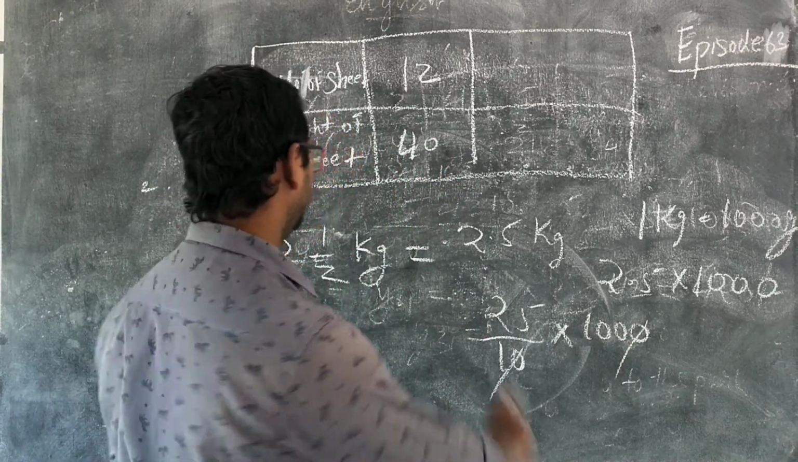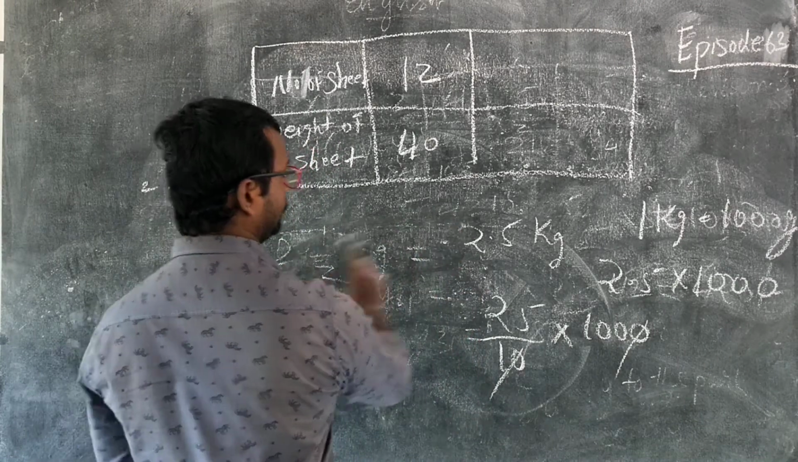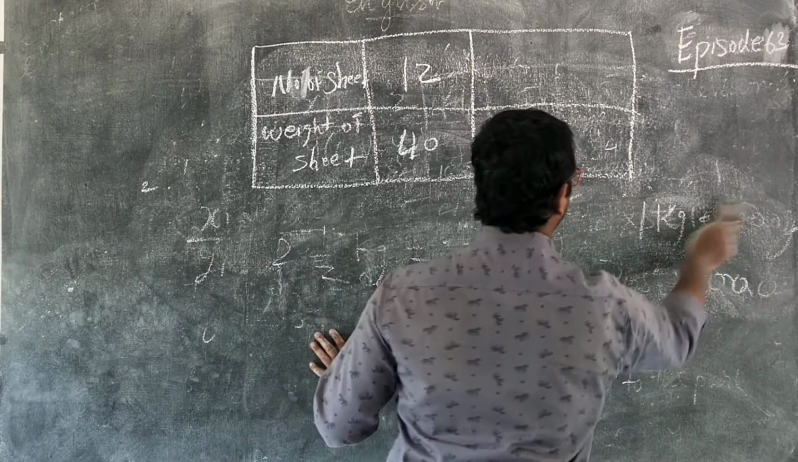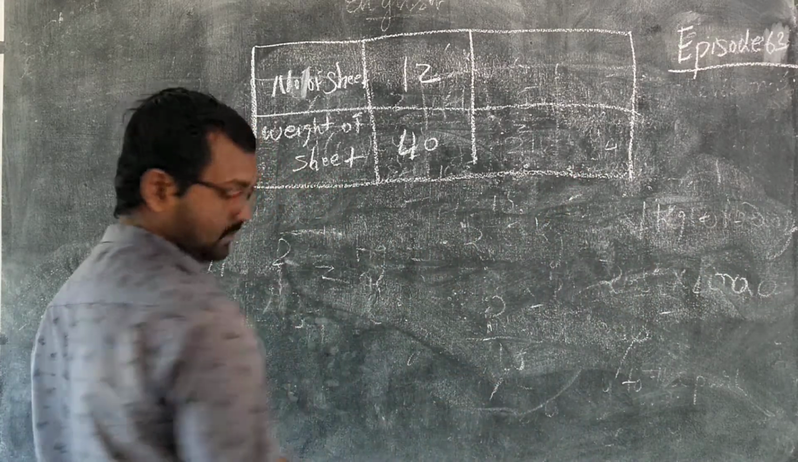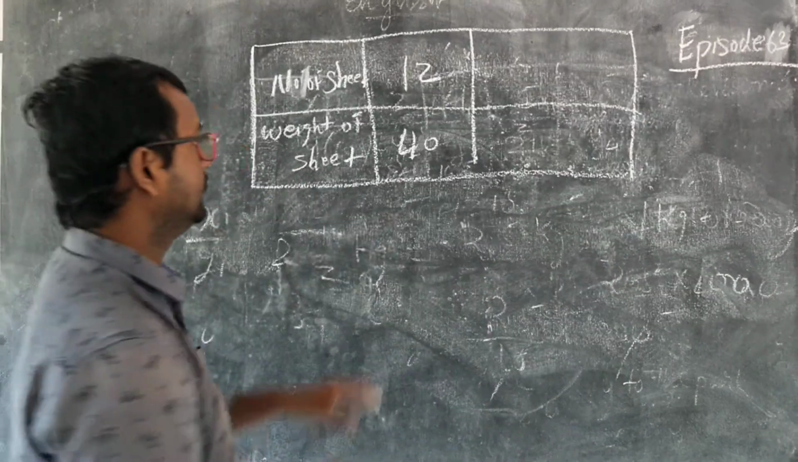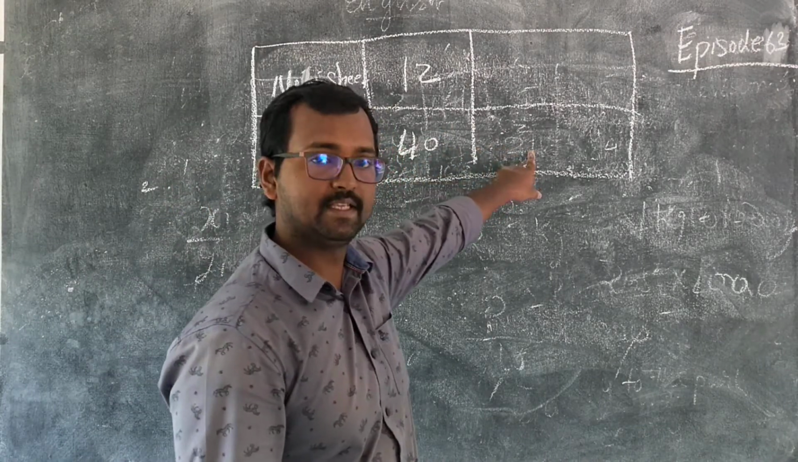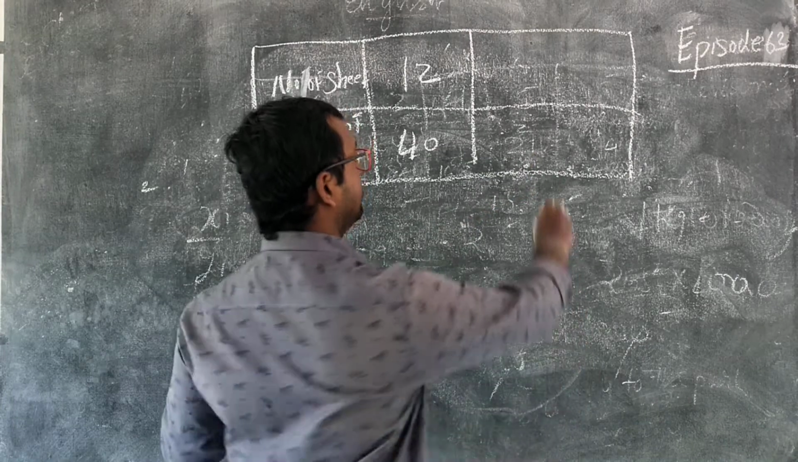2500 gram. Okay. So the reason I wrote like this is this is in gram. So whatever you have to place here also, that should be in gram. So I am getting how much?